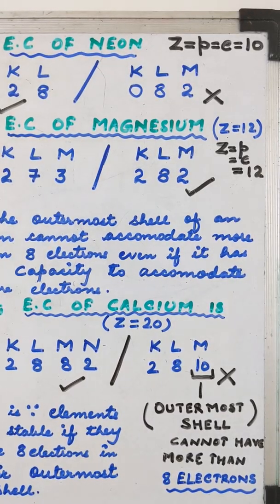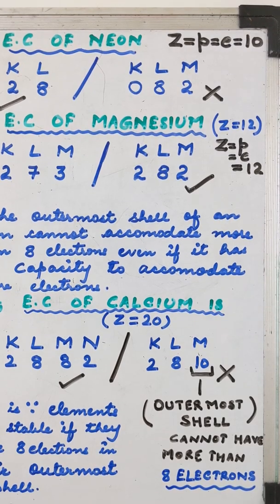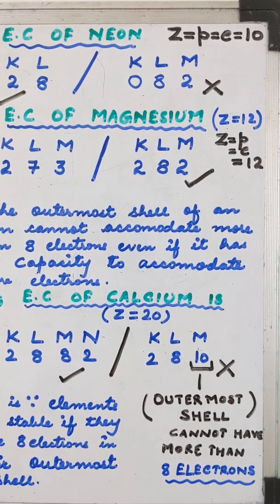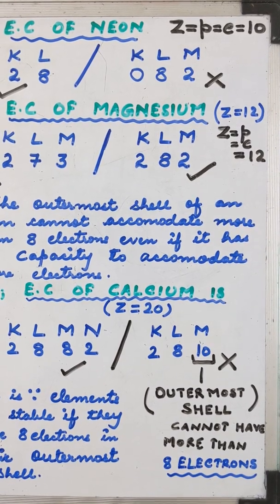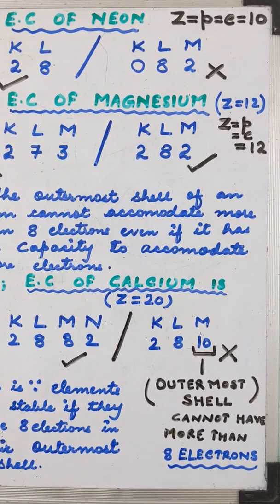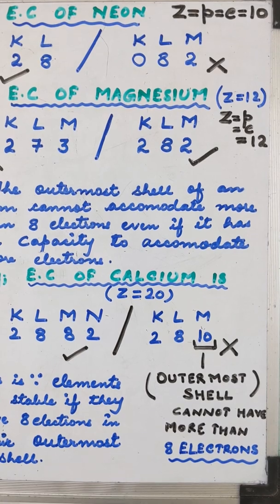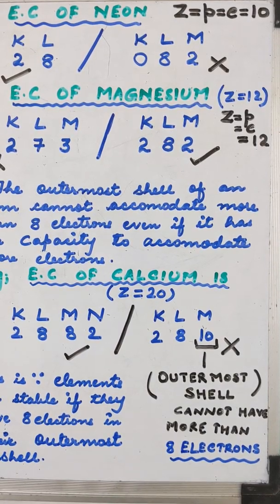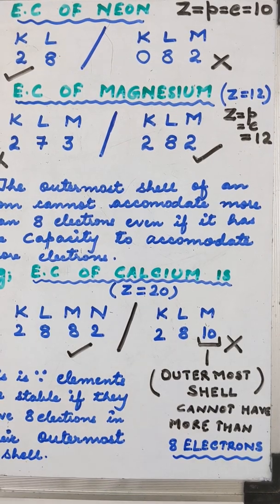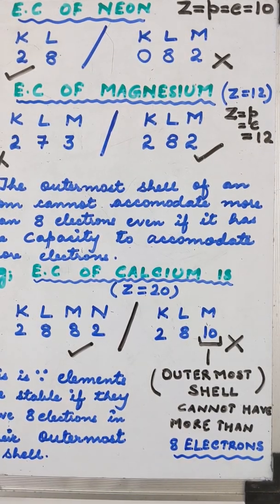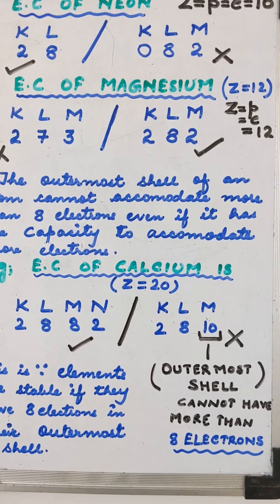Let us try to understand this further by taking the example of neon. Its atomic number is 10, so protons and electrons are 10. So there are a total of 10 electrons. So maximum 2 electrons can be filled in the K shell. So 2 electrons in the K shell and then maximum 8 electrons in the L shell. 2 plus 8, the total comes out to be 10. So that's the correct electronic configuration and it is also following the rule.